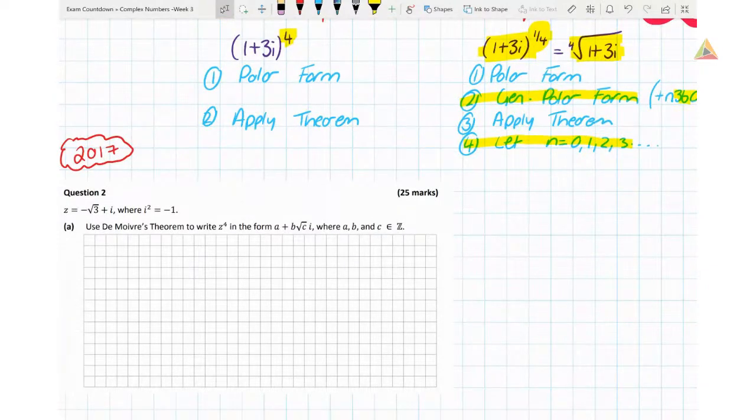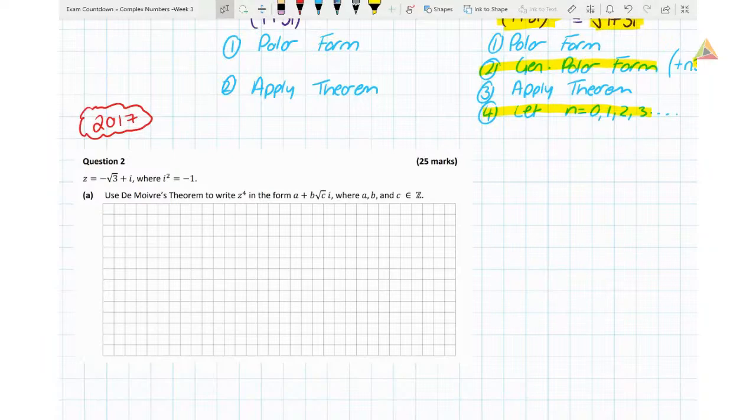So this question is from the 2017 exam paper 1, and we're looking at question 2, part A. So we're given our complex number up here. It's in Cartesian or rectangular form, so a plus bi, and we're asked to use De Moivre's theorem to write z to the power of 4 in Cartesian or rectangular form. So we need to remember, when we get our answer, we need to give it in rectangular or Cartesian form. This is nice and straightforward. We're given z and we're asked to raise z to the power of 4. So this is where our complex number is raised to a power, but my power is a whole number.